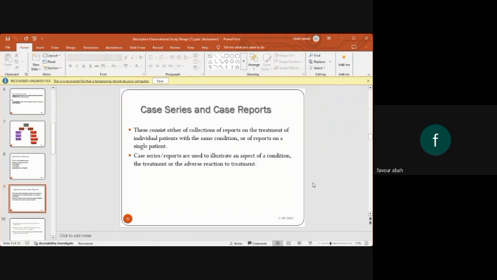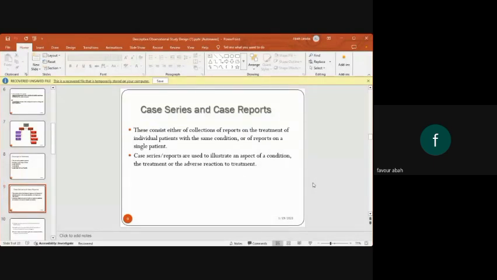Now, to differentiate these, let's talk about the aspects of case reports and case series. Imagine a table like that. For the aspect of the number of cases, case reports are usually for a single patient, while a case series is multiple patients with a similar condition. Are we together? Multiple patients with a similar condition.